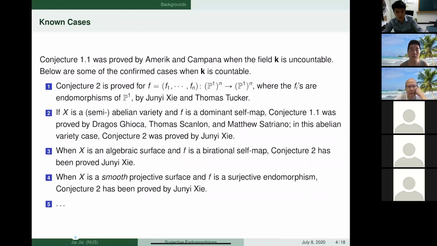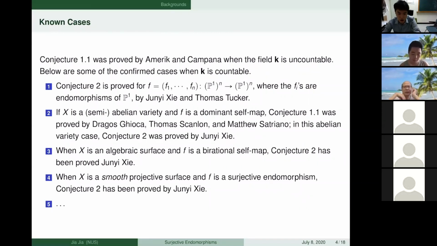Let's look at some known cases of the two conjectures. The conjecture 1.1 was proved by Amerik and Campana when the base field K is uncountable. If K is countable, it has only been proved for some few special cases. The first one is conjecture 2 is proved for splitting endomorphisms of P1 to the power n by Junyi Xie and Thomas Tucker.